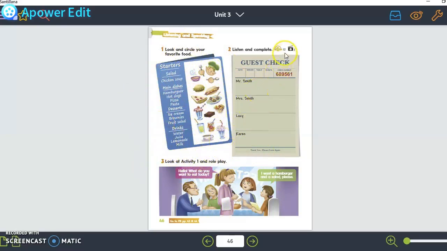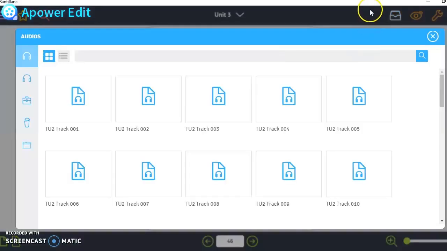Well, and finally, what we have here, we have to complete this chart. Let's listen first, and after we are gonna work in our student resource book. Let's go to track 32. Mr. Smith, Mrs. Smith, Lucy, and Karen, please, let's listen.